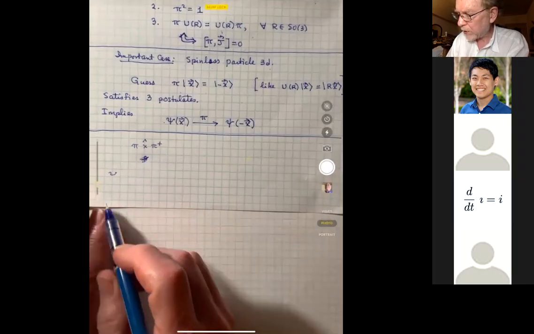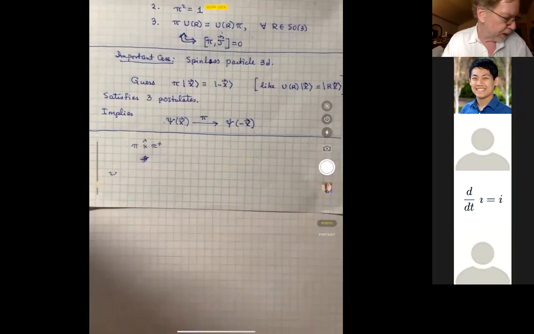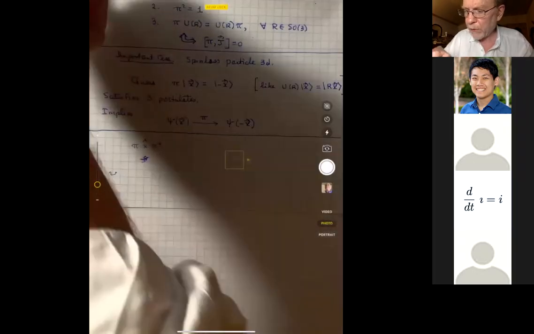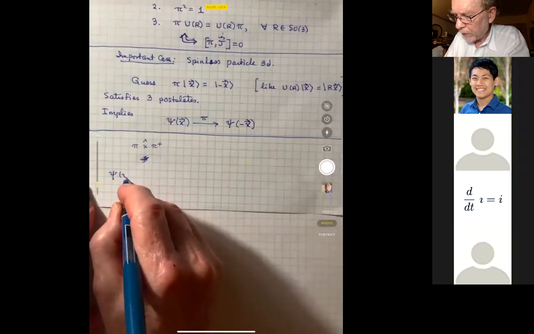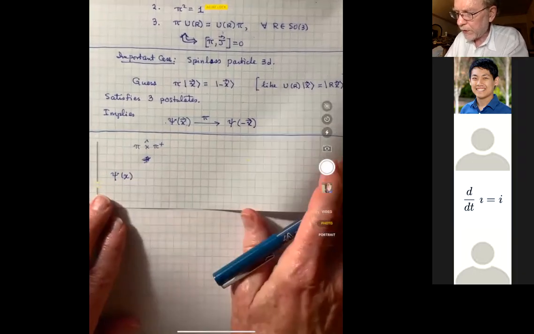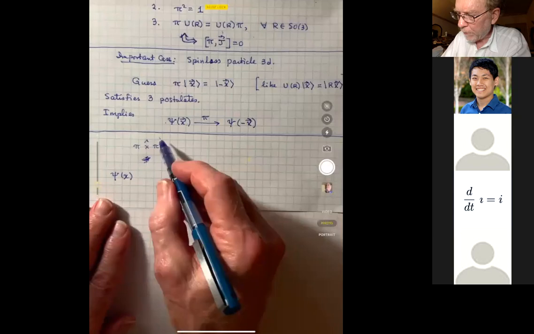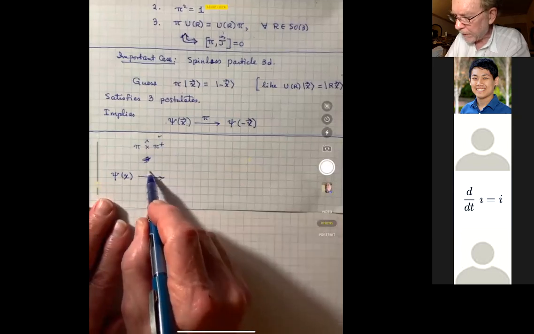If I have a wave function, let me get the proper pen here because I want one that forces me to write big. Let's take a wave function psi of x. I'll do this in kind of a 1D notation, but it's easy to generalize to 3D. If we apply pi dagger first, let's do that.